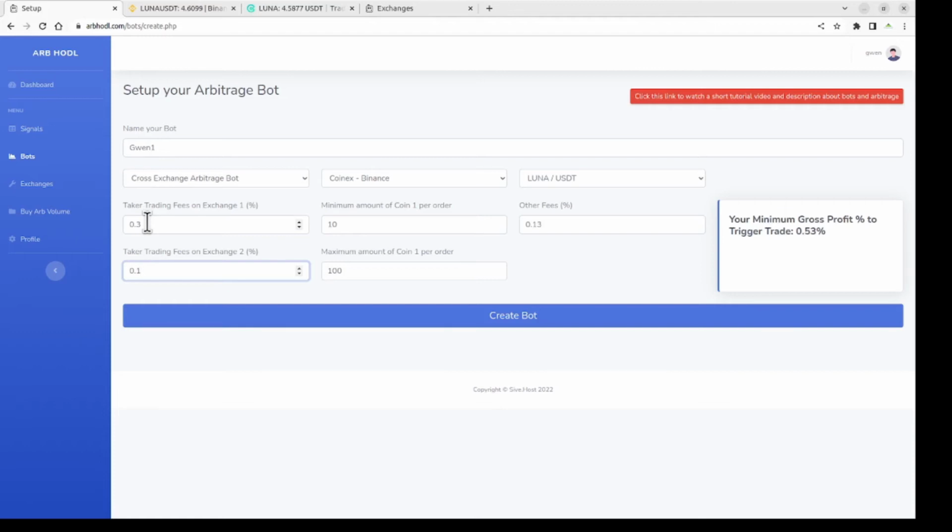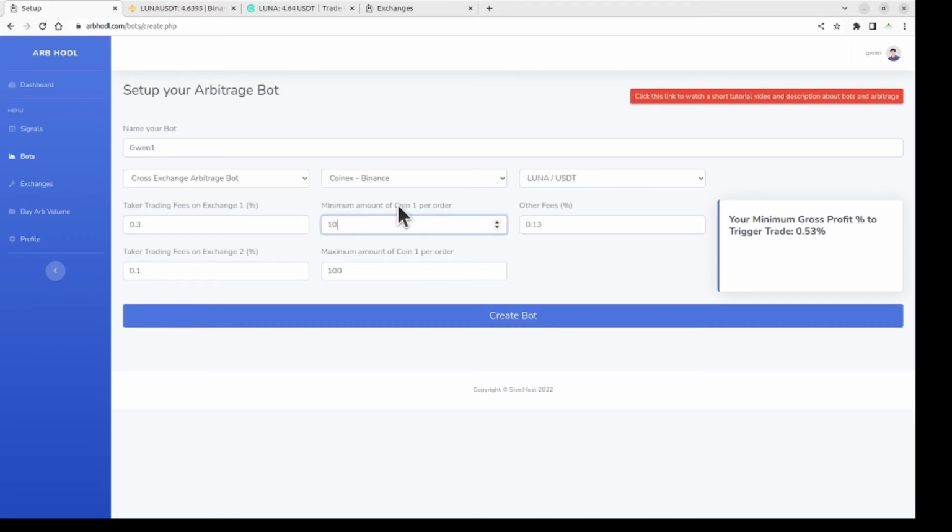So if you put the exact amount of fees as per exchanges, then your Luna or Coin 1 might not grow as fast. Depending on your strategy or priorities, you may want to make more of Coin 1 if the price of Coin 1 keeps on going up. But if the price is falling, then you may want to keep Coin 1 at minimum and rather maximize your USDT or Coin 2, in which case increase your other fees and put exact exchange taker fees.